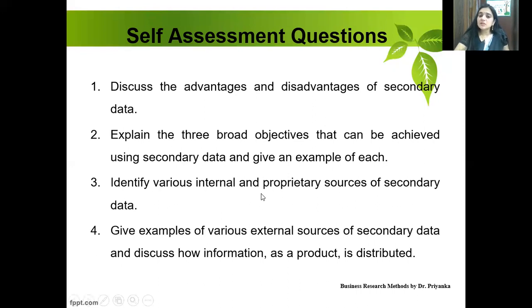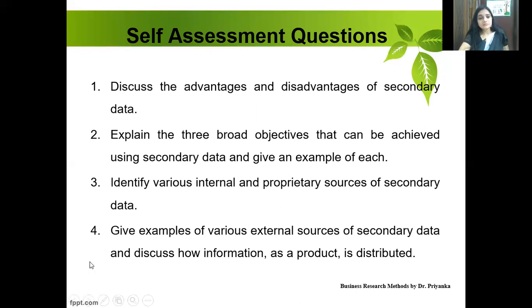Then third is, identify various internal and proprietary sources of secondary data. Yes, we discussed them in detail. Internal data, accounting data, your orders data, your transactional data, everything which is internal, that can be discussed here with examples.